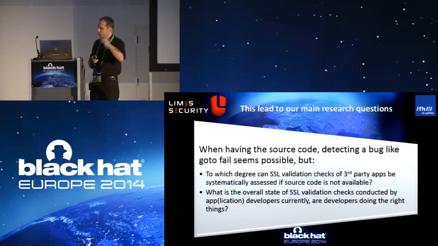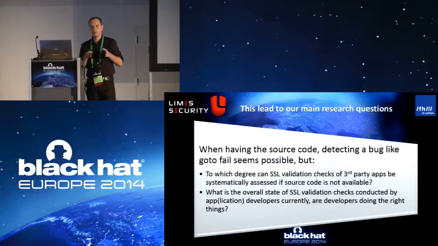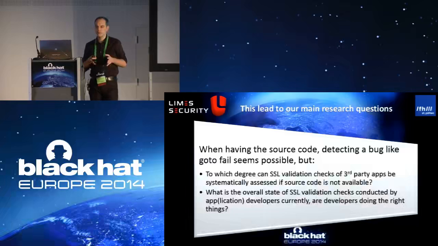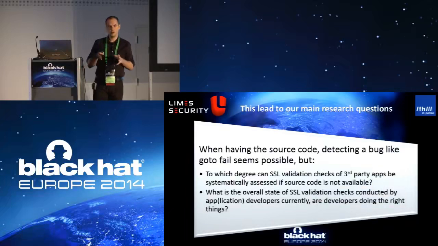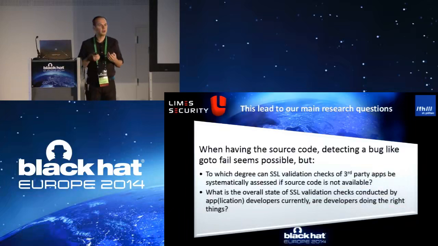So our research question, with goto fail really the starting point, was to which degree can SSL validation checks of third-party apps be systematically assessed if the source code is not available? And if you're able to do an assessment like this, of course, what is the overall state of SSL validation checks, especially when it comes to mobile apps? Are mobile application developers doing the right things? Are they doing their homework correctly when they include SSL functions because they have to transport confidential data? Are they using it the right way?